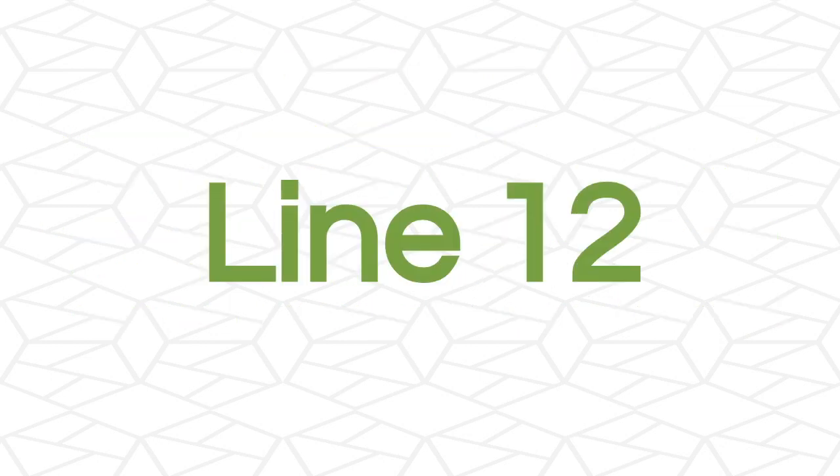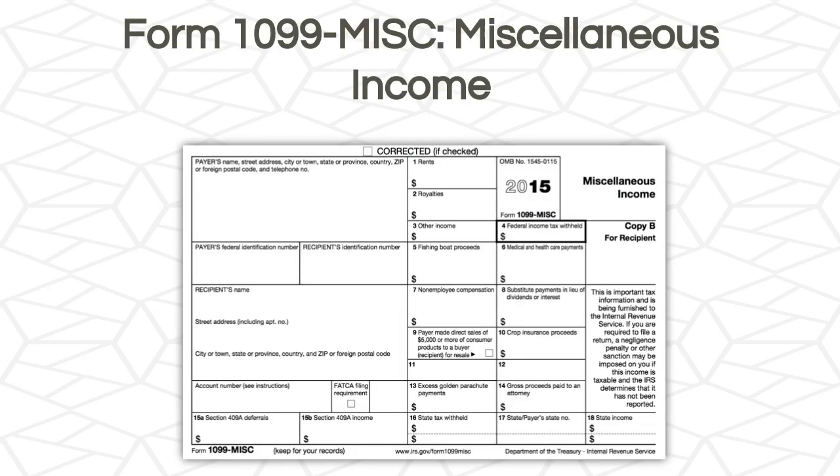Now let's move on to line 12. On line 12, we have business income, and often this is reported to us on a 1099 miscellaneous. So you'll see in box 3, we have other income, which we'll talk about later on in this video. In box 4, we have the amount of federal tax withheld. But what we're focusing on here is box 7, which is non-employee compensation. And this will pull through to line 12 of our 1040.